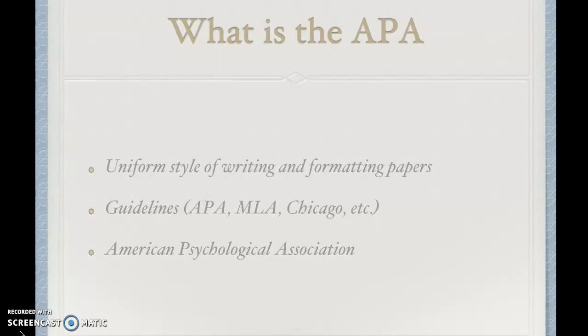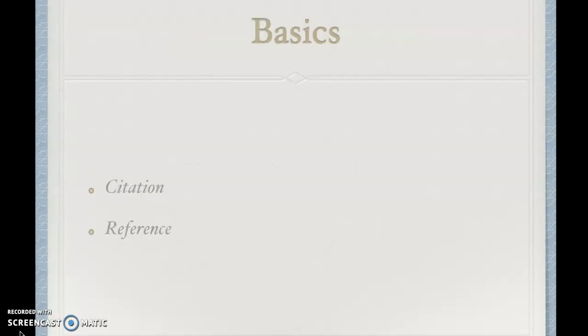But the APA, which is often used in the social sciences and behavioral sciences, stands for an organization. The acronym stands for the organization, the American Psychological Association. So basically, these are a group of people who got together and agreed upon a series of guidelines for everyone to follow. And in many colleges and universities, students are required to follow the APA style in formatting their papers and including citations and references.